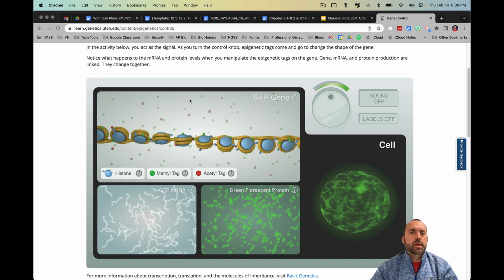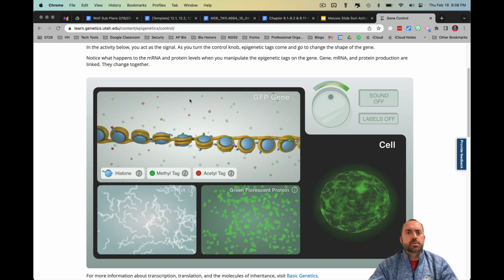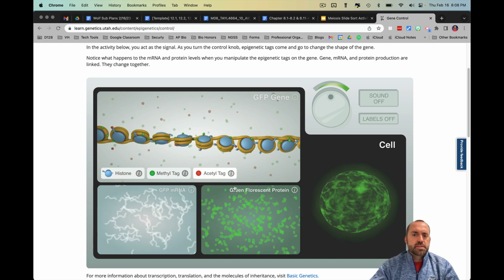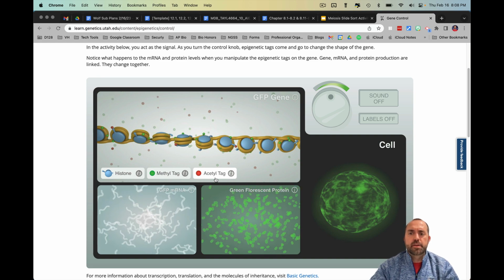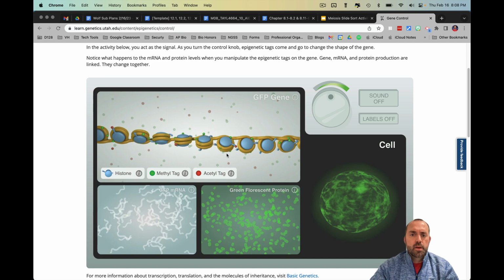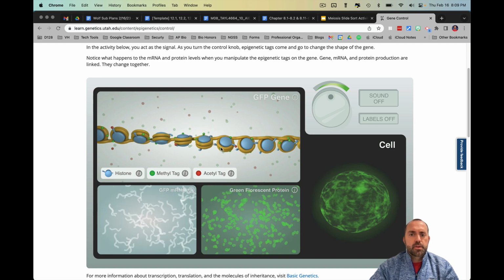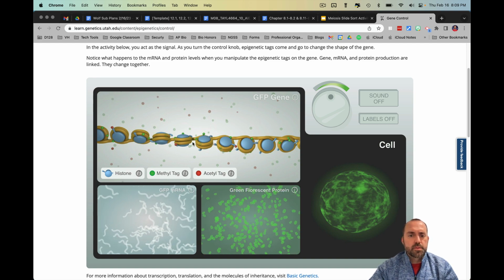There's a really cool simulation here at learn.genetics.utah that shows this acetylation and methyl tags being added, allowing the histone configuration to change. So basically right here, we see the DNA molecule itself, and it's wrapped around those histones.